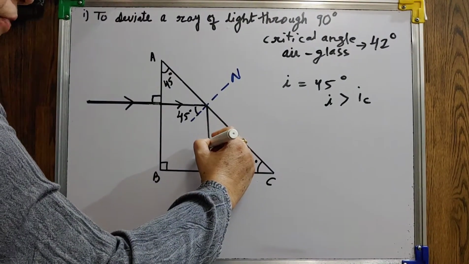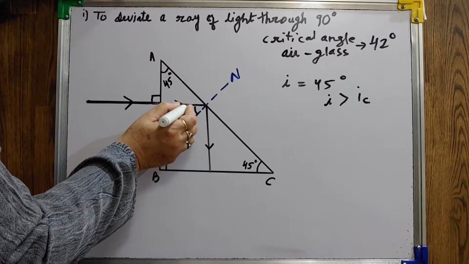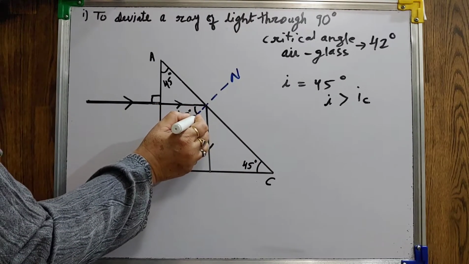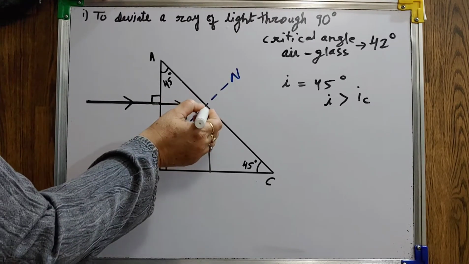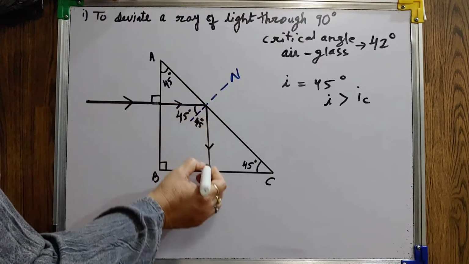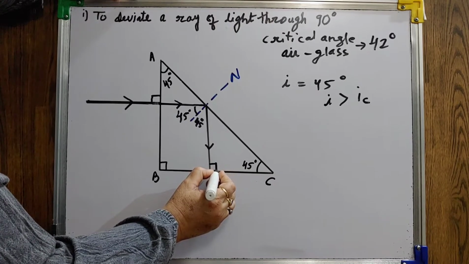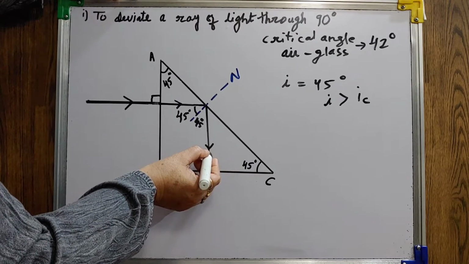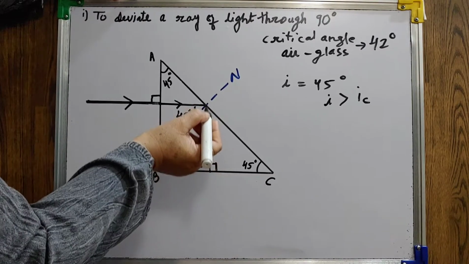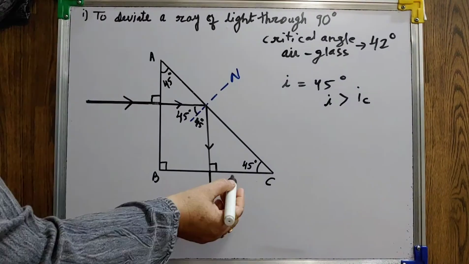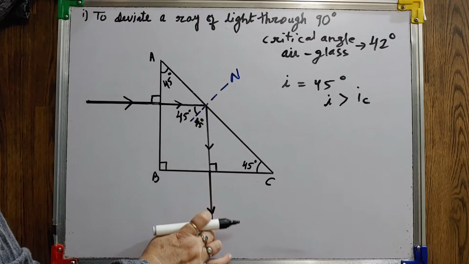Now see, it will reflect back. In reflection, you know, the angle of incidence and angle of reflection are equal, so this angle is 45 degrees. Now this ray after total internal reflection is perpendicular to BC. Since this is now the incident ray, perpendicular to the interface, it will go undeviated. So after striking BC at 90 degrees, it will pass undeviated.